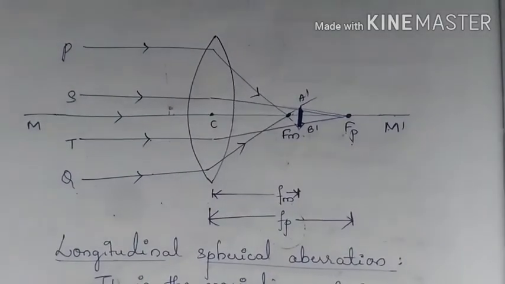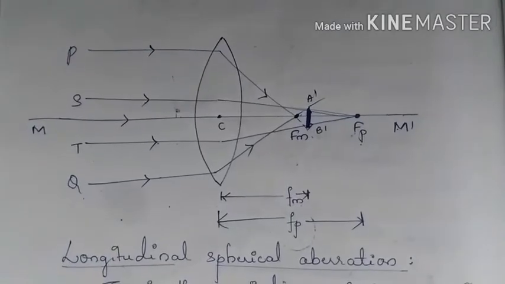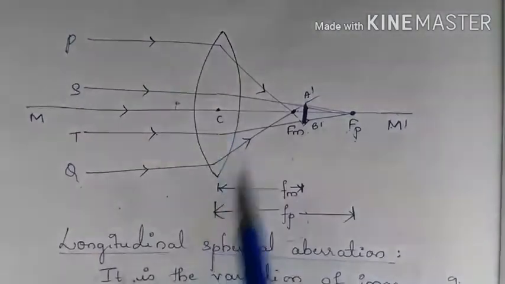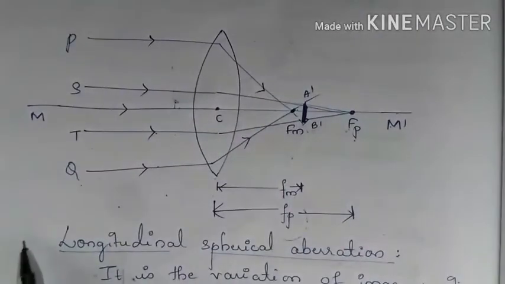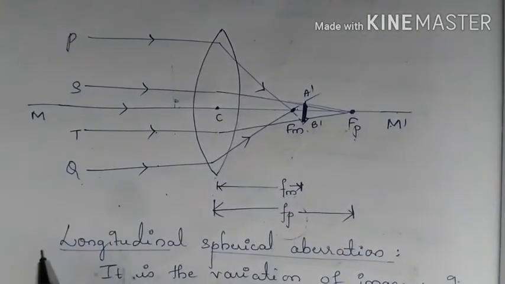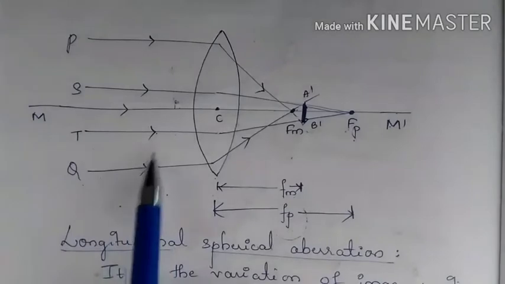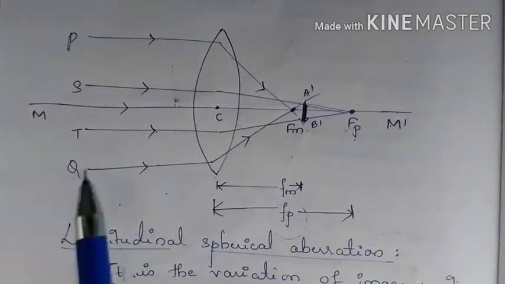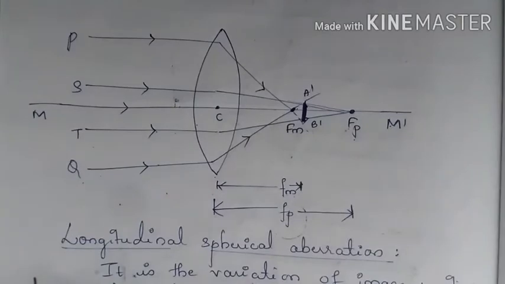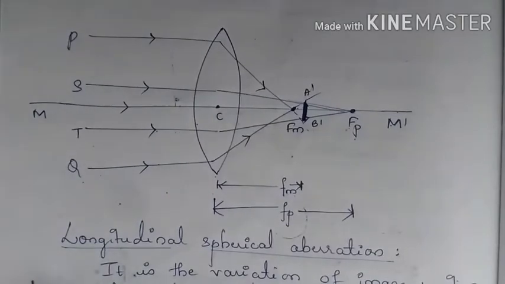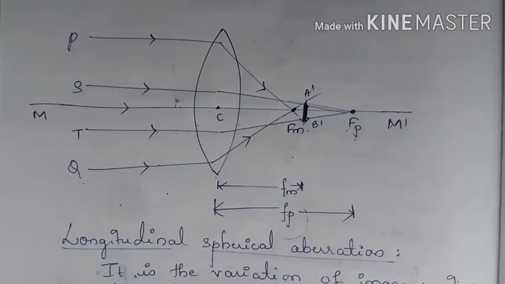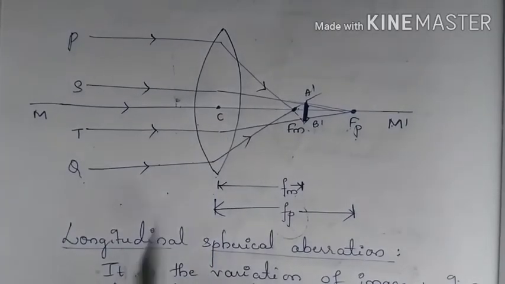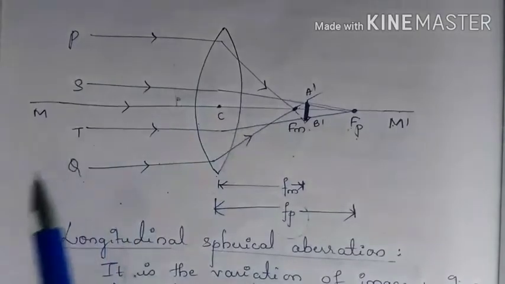So now there are methods to minimize the spherical aberration. We got to know that when we take a wide aperture lens, there will be spherical aberration. So how to eliminate this? There are again different methods to eliminate the spherical aberration. So let us understand one by one how to eliminate this spherical aberration.